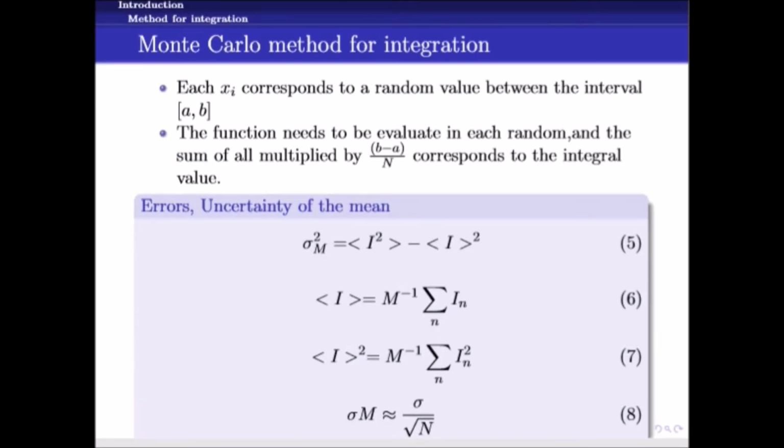To compute the errors correctly, first we need to have a set of values of the integral. This means that we need to perform the process several times. The variance is given by equation 5 and the standard deviation by equation 8, and this is going to decrease as 1 over the square root of n. This means that we need to have several trials in order to minimize the error.